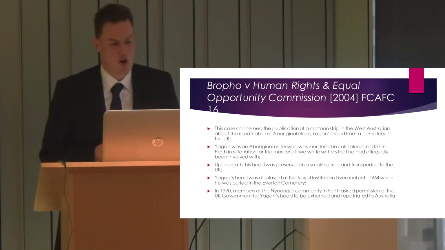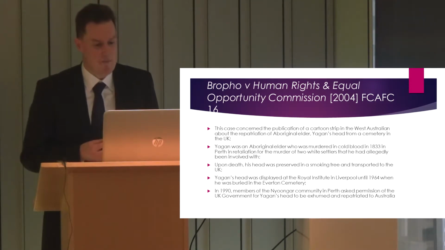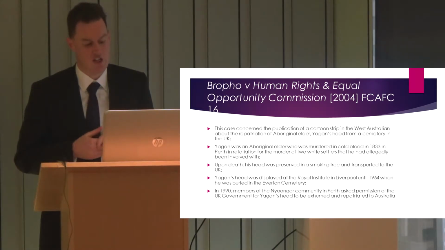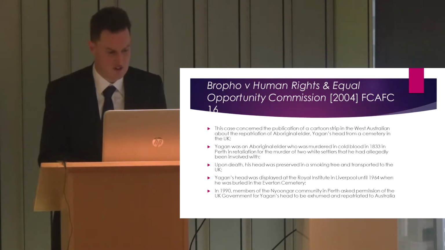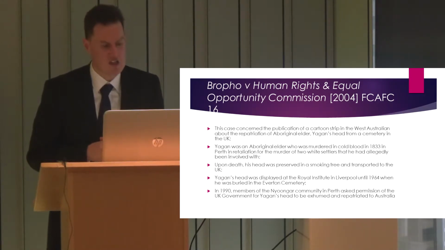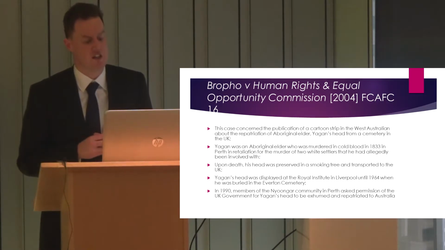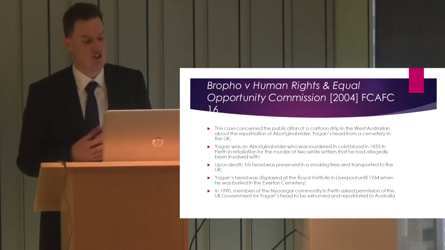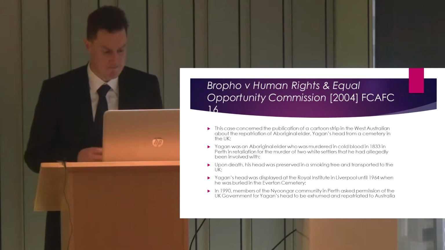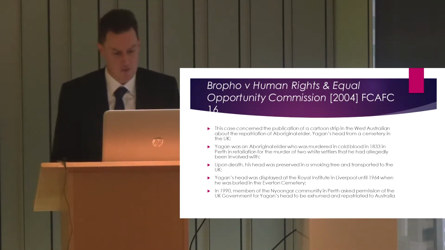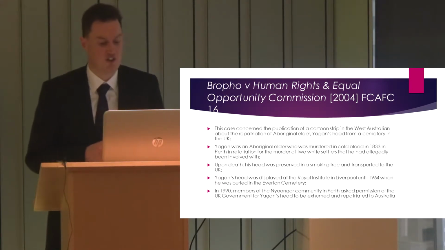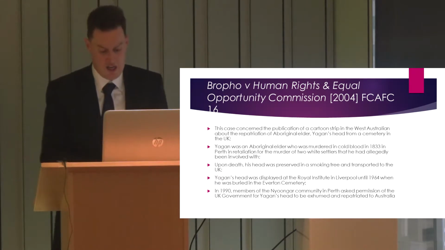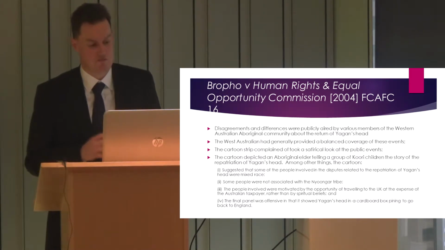Okay, the case of Bropho and Human Rights and Equal Opportunity Commission. This concerned a cartoon strip that appeared in the West Australian newspaper, I think it was around 2000, and the cartoon strip concerned an Aboriginal elder called Yagan. Yagan was murdered in 1833 by white settlers. His head was put in a smoking tree and transported back to England. It was displayed at the Royal Institute in Liverpool and then buried in Everton Cemetery. In 1990, the members of the Nyungar community, who were his ancestors, sought permission from the British government to repatriate his head, and there was a big public fight about who should bring his head back.